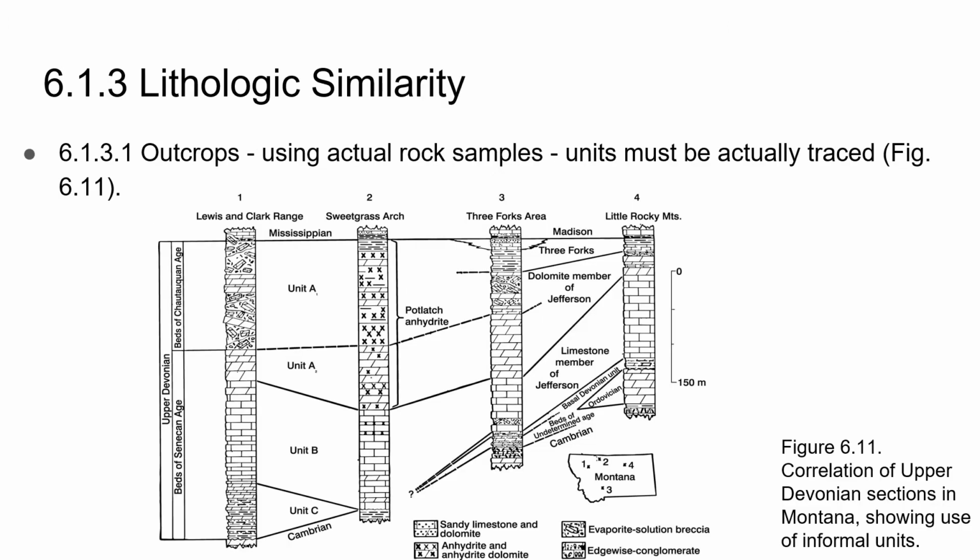Most of the types of correlations that we are probably more used to from our introductory courses are looking at lithologic similarity, where you're actually looking at outcrops and actual rock samples and tracing them from one location to another, either in making fence diagrams or large-scale cross sections. In this example, we're looking at an Upper Devonian section from Montana, and you can see how we can link across different types of units, units A, B, and C, based predominantly on lithologic similarity.